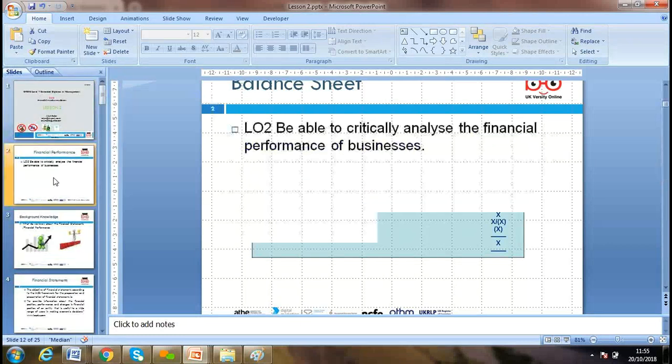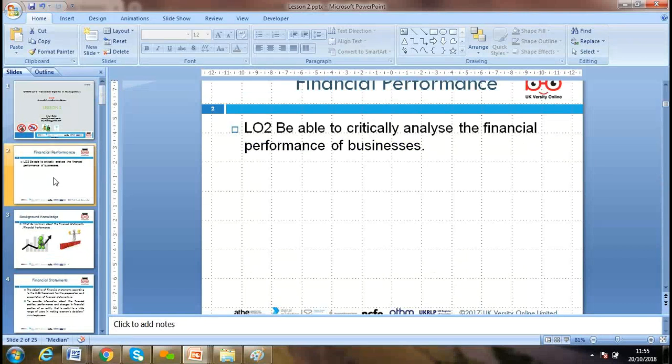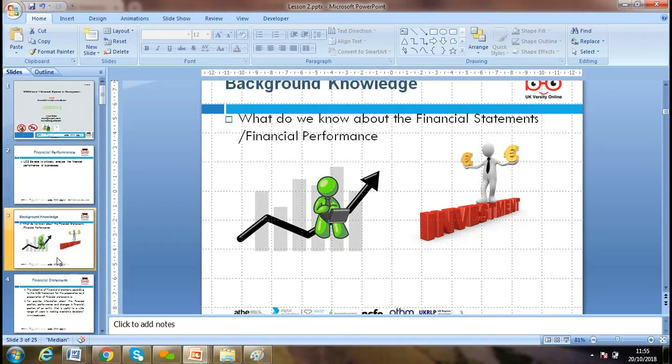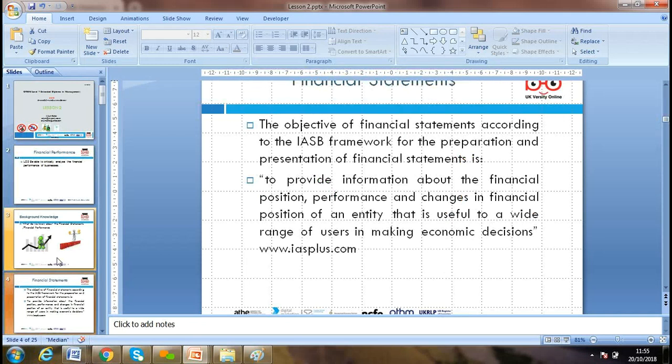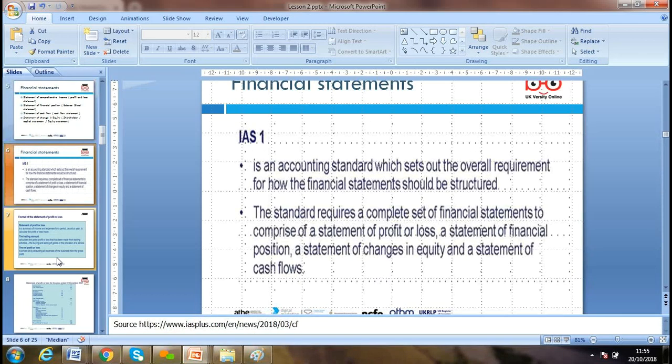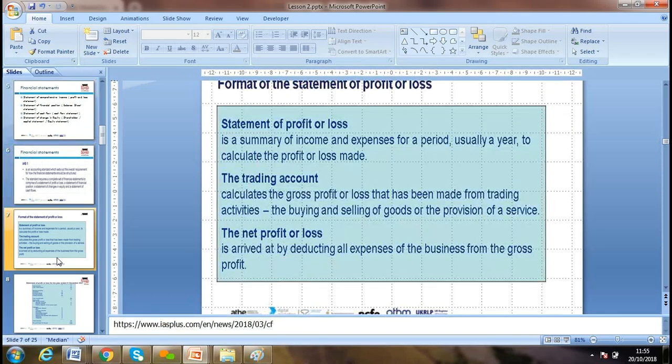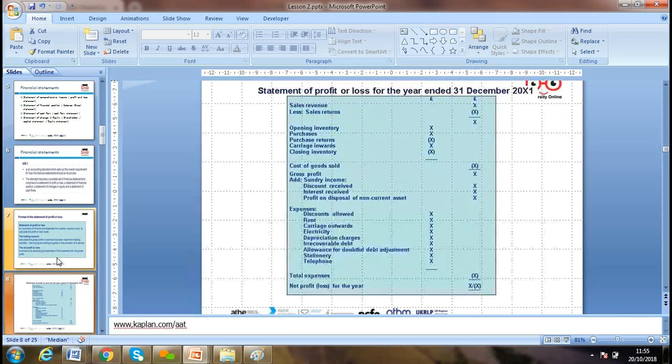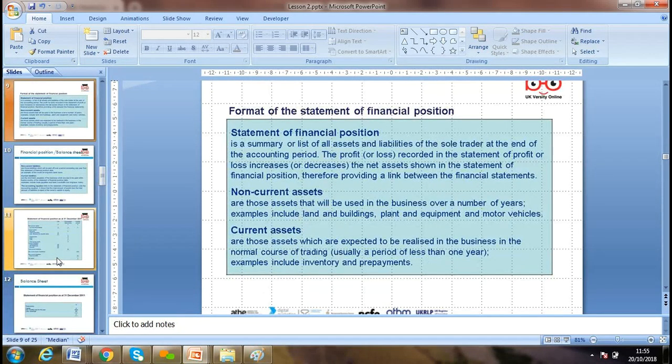Okay, so up to now we have discussed how to critically analyze the financial performance of a business. We discussed what you know about financial statements. We discussed how many types of financial statements there are: statement of comprehensive income, profit and loss, balance sheet, cash flow statement, statement of equity. We discussed the structure of the profit and loss account.